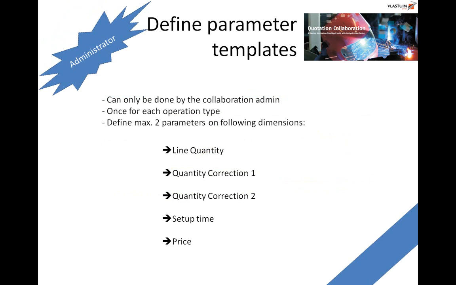To prepare the environment for making calculations, the collaboration admin has to define the operations and the corresponding calculation methodology based on parameters. A maximum of 2 parameters can be defined on the dimensions: line quantity, quantity correction 1, quantity correction 2, setup time, and price.